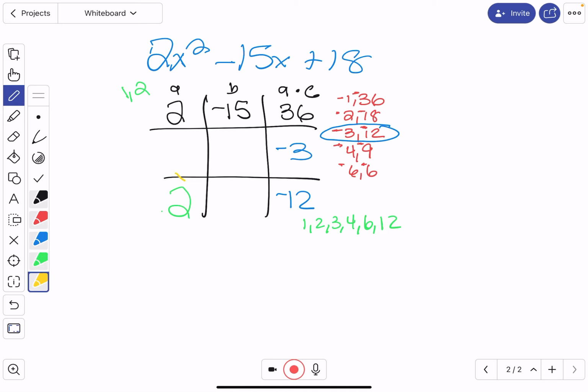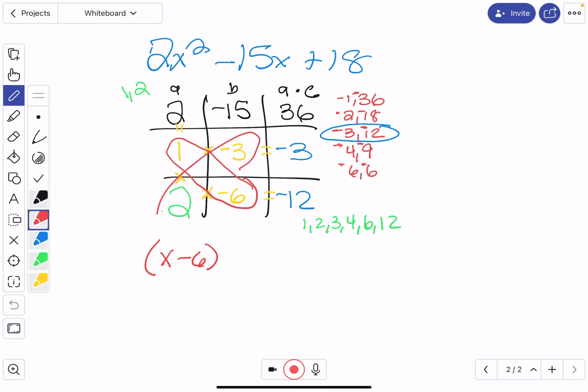Now we're going to multiply. 2 times 1 equals 2. 1 times negative 3 equals negative 3. And 2 times negative 6 equals negative 12. We're going to circle. That one gives us x minus 6. And that one gives us 2x minus 3. There's nothing else we can divide by, so that is the factored form. Let me know if you have questions on this.